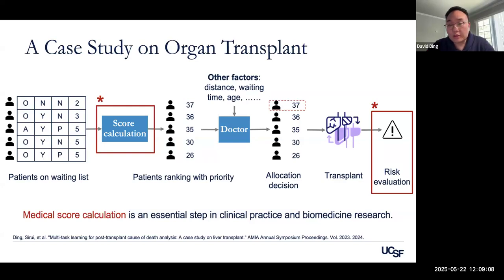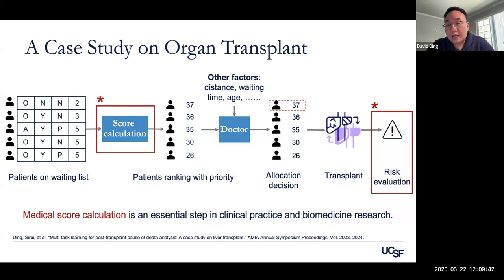So how do we allocate these organs to the patients waiting on the list? Usually we will calculate a kind of score for them. For example, we have the MELD score for liver transplant, and then these patients will be ranked by their priority. We will also take other factors into consideration in organ allocation, for example, the distance between the organ and the recipient, the waiting time of the patients already on the waiting list, and their age. Based on these factors and the ranking of the patients, the doctors will make their allocation decision.